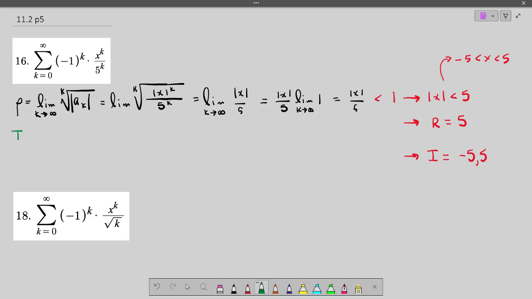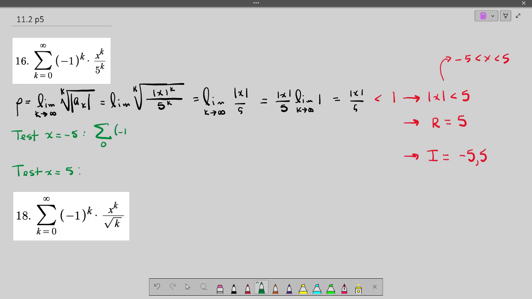So now we're going to test the endpoints. We're going to test x equals -5, and we're going to test x equals +5. We know that there is convergence for all the x's in between and divergence for all the x's outside, but the two endpoints are up for grabs. We've got to figure it out. So we come back to our original series, and we're going to plug in, and so here's where chapter 10 comes in. So we have the series starts at 0.